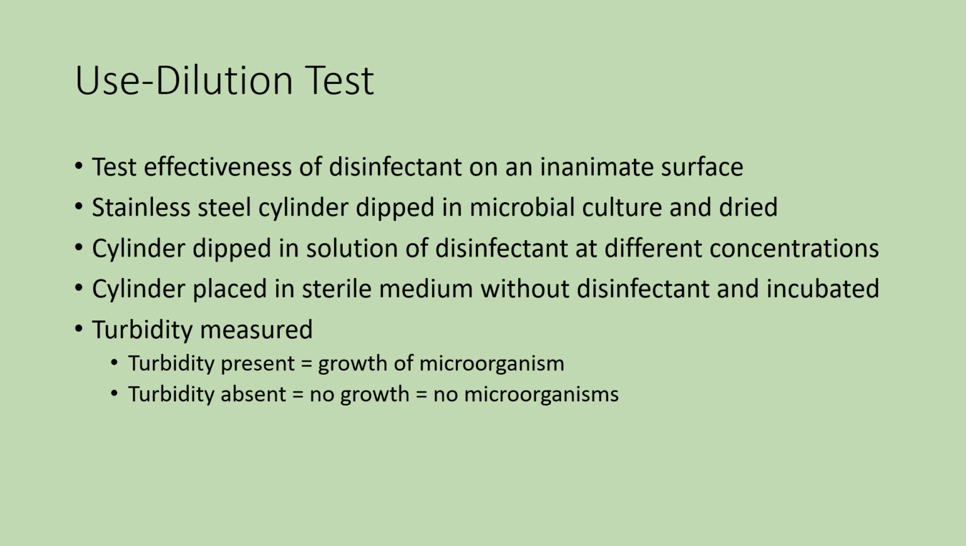You can also do what's known as a use dilution test. This will test the effectiveness of a disinfectant on an inanimate surface. So the other one, obviously, you're testing against microorganisms. And this one, you take a stainless steel cylinder, you drop it in a microbial culture, let it dry, and then the cylinder is dipped in a solution of disinfectant at different concentrations.